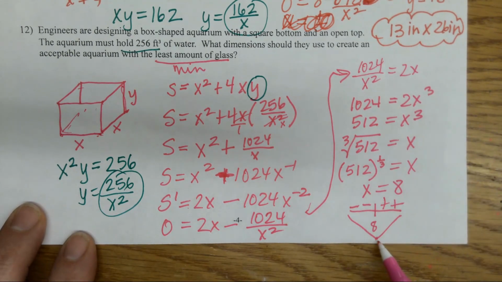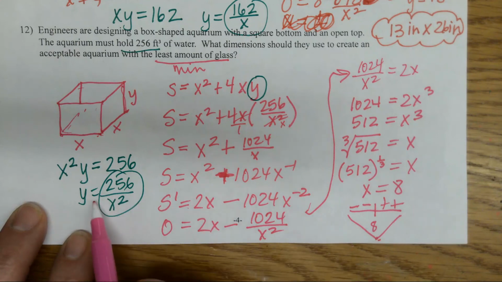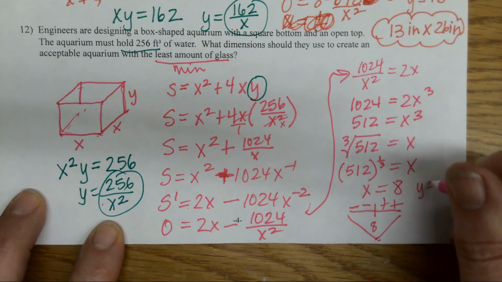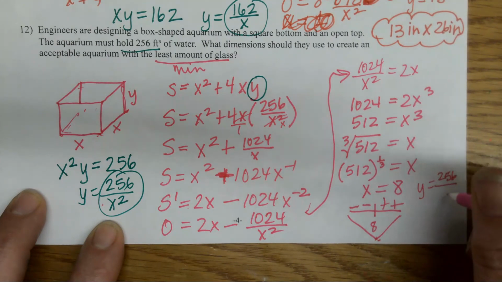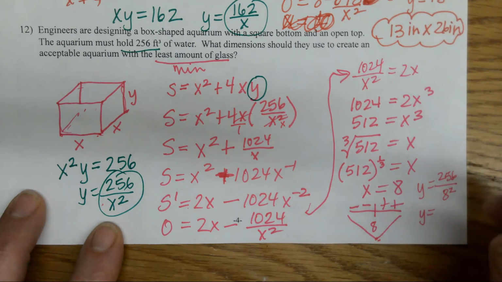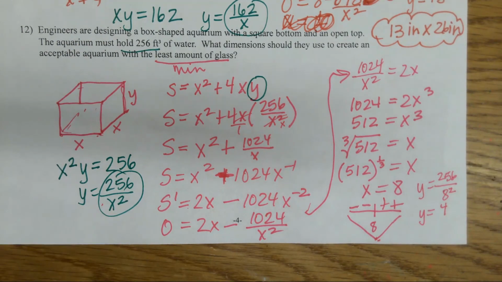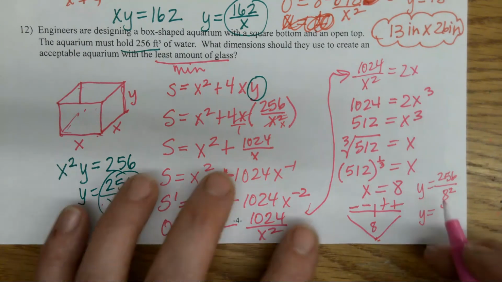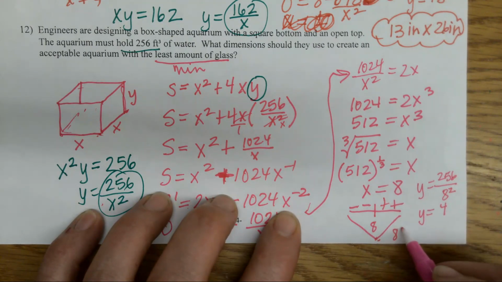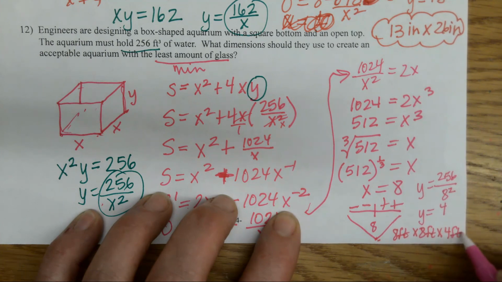So what I'm going to do is plug it back into my connector to find what y is. So if x is 8, then y is 256 divided by 8 squared. When I plug that all in, I end up getting 4. And so be careful, because this is a 3-dimensional shape. I am going to finalize my answer. This is feet. It is 8 feet, that's what x is, by 8 feet, because it's a square, by 4 feet for my final dimensions.